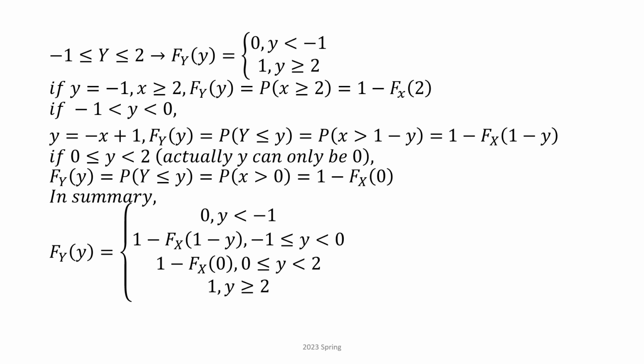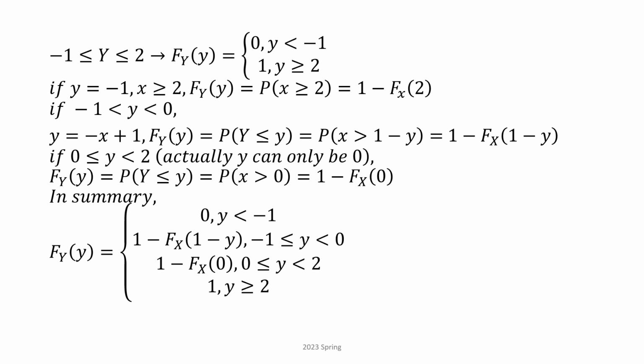From g(x), we know that y is greater than or equal to negative 1 and less than or equal to 2, which means big Fy equals 0 for y less than negative 1 and equals 1 for y greater than or equal to 2. Let's discuss the y values in between.